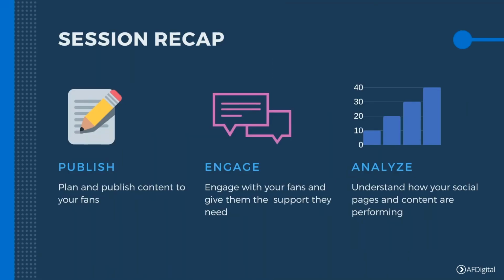When we're talking about the capabilities of Social Studio, there are three main components, which are basically publish, engage, and analyze. Publish is where you schedule and create your content for your social media accounts. Engage is where you interact and send brand communication from your brand to your customers. And analyze allows you to understand how your social pages and content are performing with the built-in reporting tool that we can find in Social Studio.